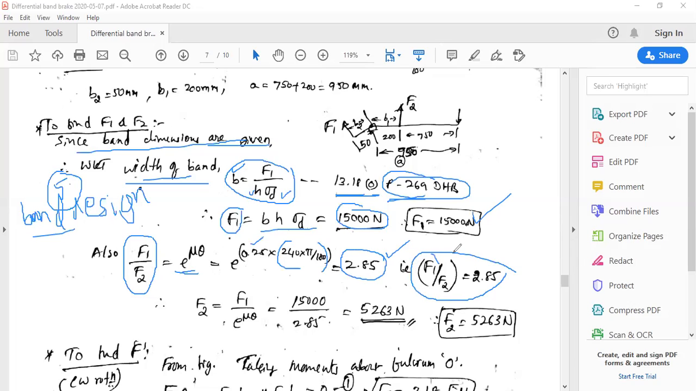Since we know the value of F1 here, only the F2 parameter is required for us. So 15,000 divided by e raised to mu theta, that is 2.85, gives the value of 5263 newtons. So F2 is equal to 5263 newtons. These are the two important values which are required. Now with the help of this F1 and F2 we can also calculate Ft, as Ft is F1 minus F2.